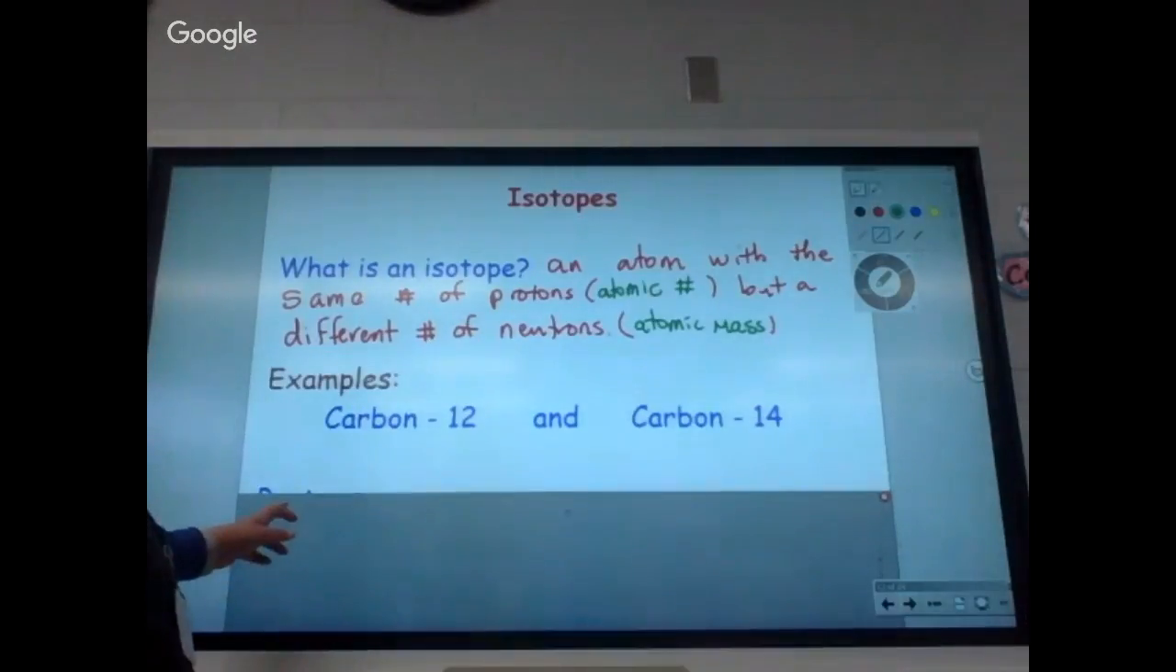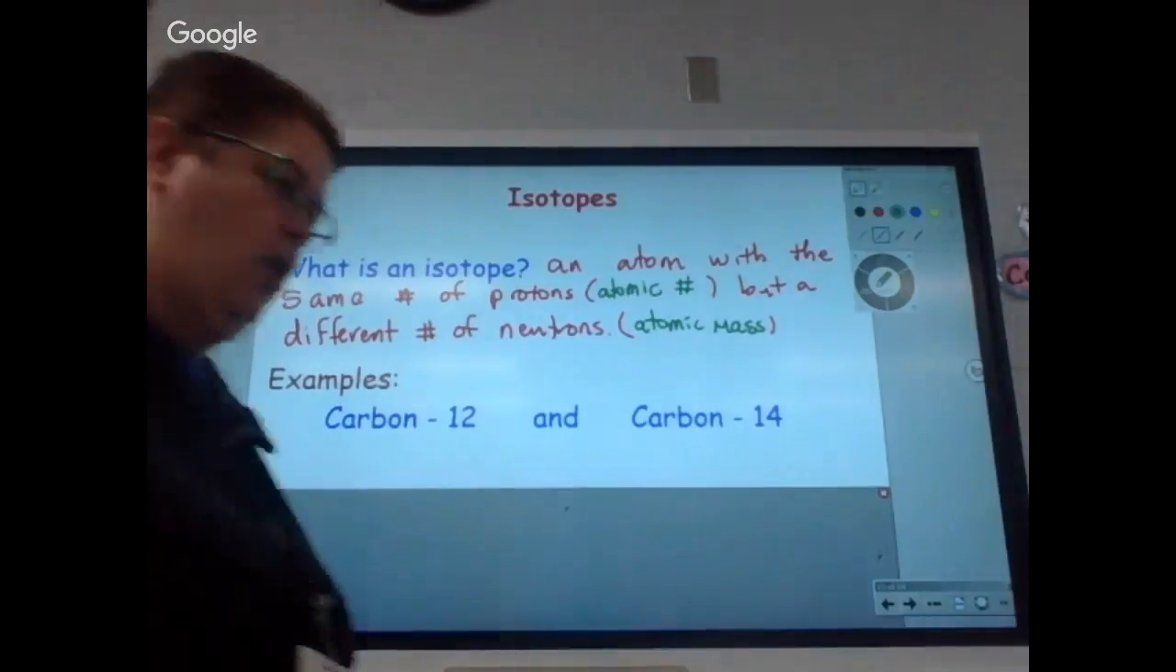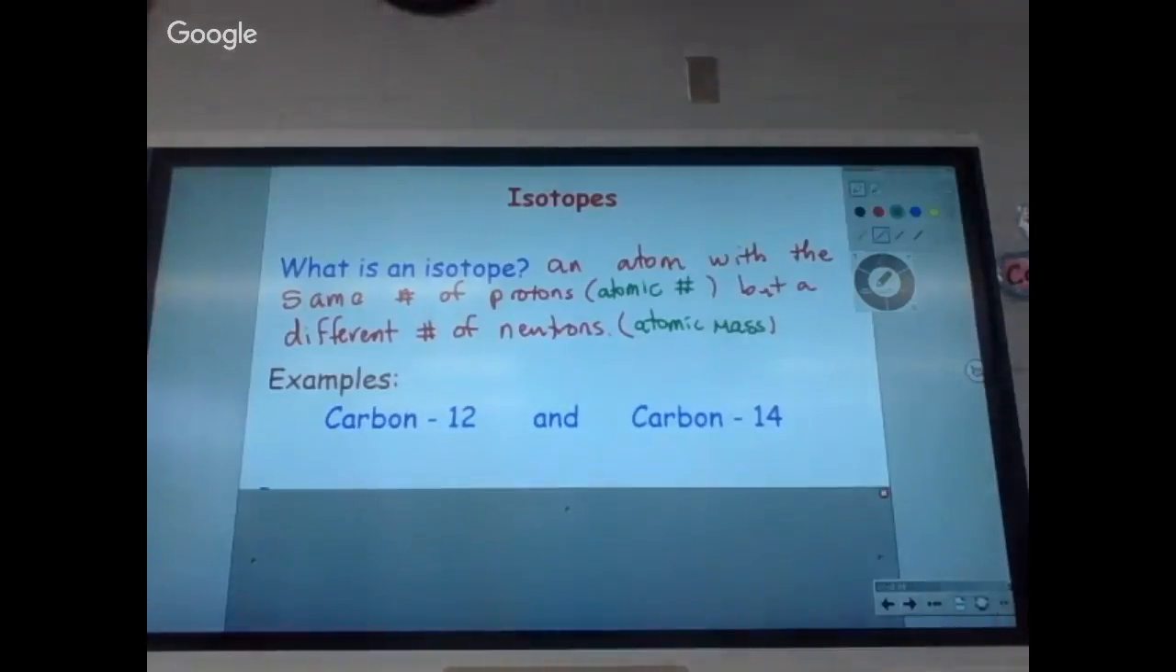So, what are some examples of that? Here's an easy one for us to talk about. Carbon 12 and carbon 14.